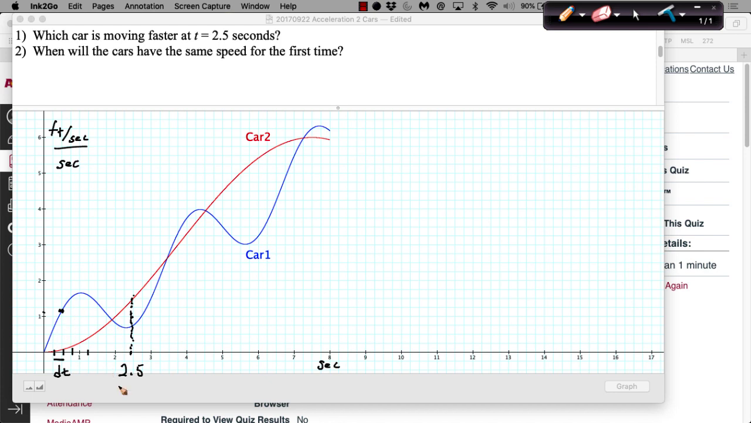So when would you just eyeball guess, when would the cars have the same speed for the first time after 0? We don't even know it's 0. This doesn't tell us what the speeds are at 0. One of the cars could have already started, and this is acceleration, right? The acceleration is 0 at 0. So when along here would you expect the cars to have the same speed for the first time?